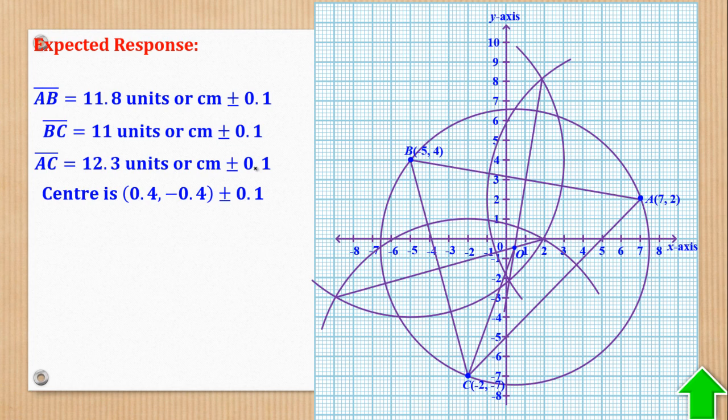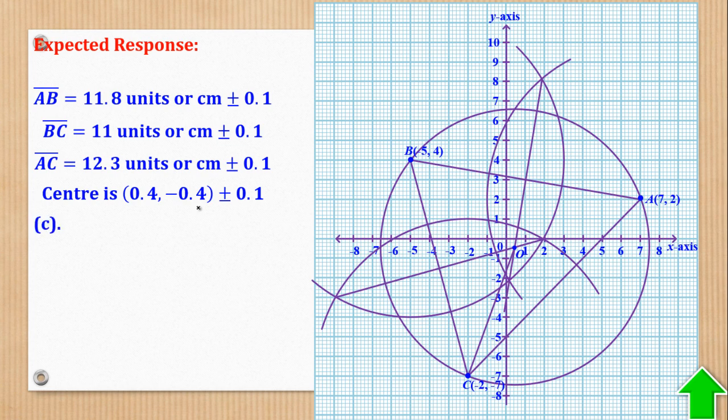Then the center, they also ask for the center. The center here, I think you'll see that it has two small squares. Each small square represents 0.2 units. Therefore, if there are two small squares, it will be 2 times 0.2 to give you 0.4. That's why you see here 0.4 and negative 0.4.